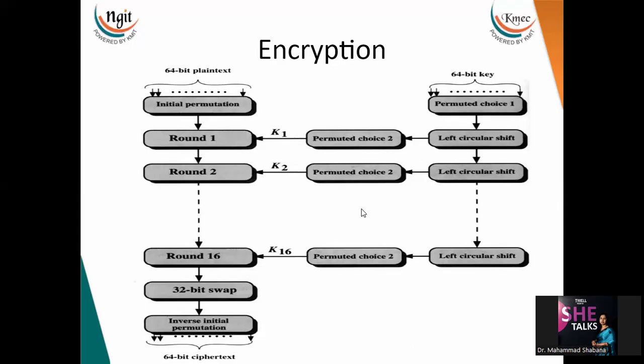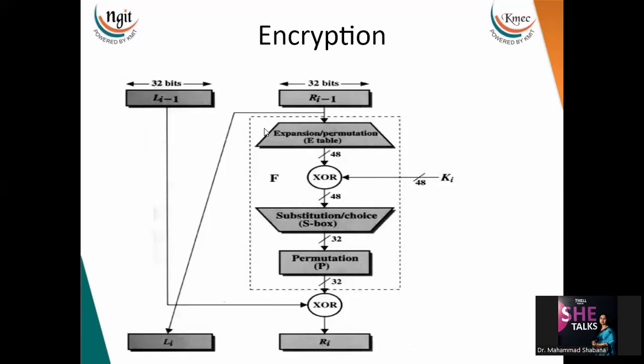The 64-bit block is split into two halves, left and right. According to this diagram, the block is divided into two halves in each round. The right half is expanded from 32 bits to 48 bits using an expansion table. The expanded half is XORed with the round key. The result goes through the substitution box and permutation box to produce a 32-bit output. The output is XORed with the left half. Finally, the left and right halves are swapped for the next round.